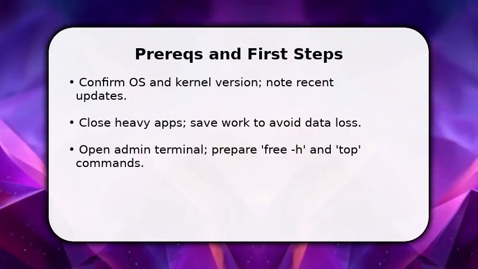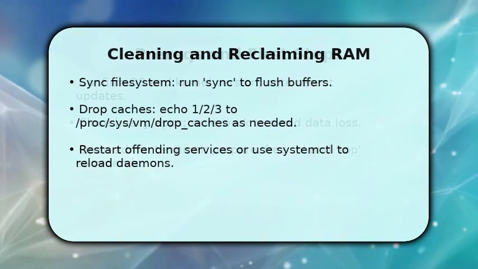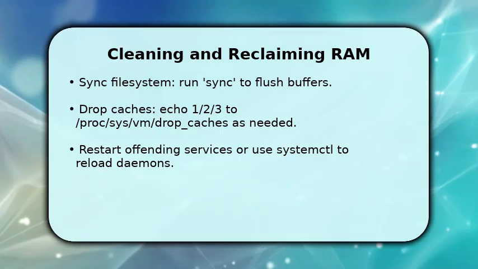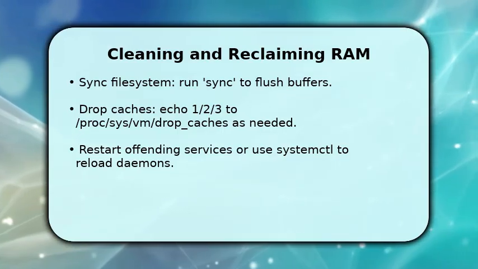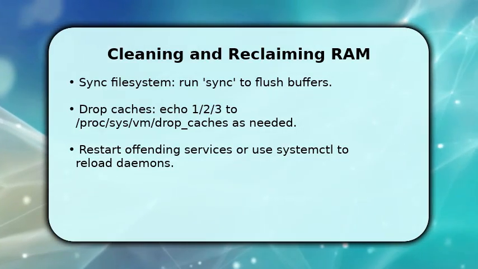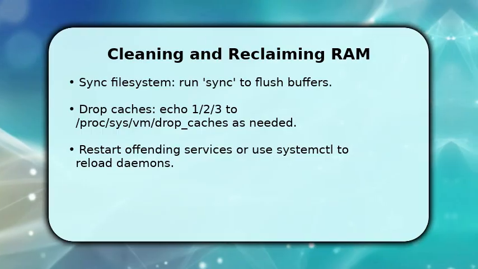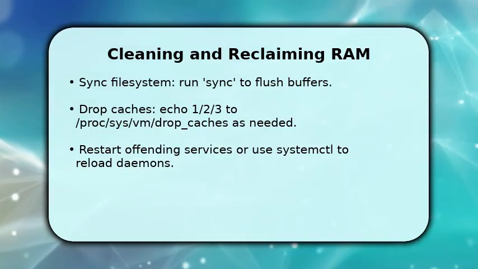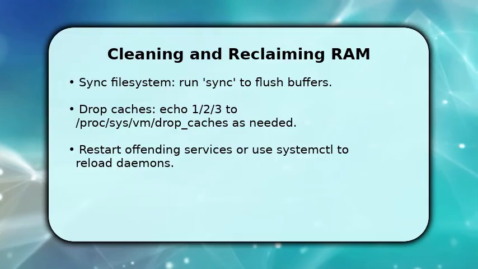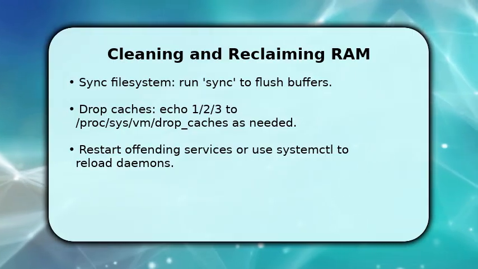You now flush file system buffers by running sync so data on disk is consistent before dropping caches. This prevents data loss. Then, depending on aggressiveness, echo 1, 2, or 3 into /proc/sys/vm/drop_caches to free page cache, dentries, and inodes. Use 1 for page cache, 2 for dentries, 3 for both.